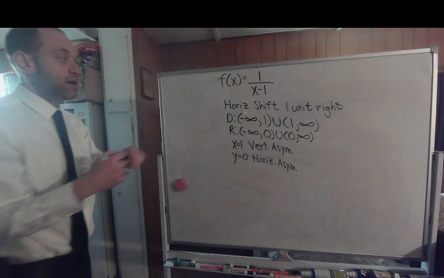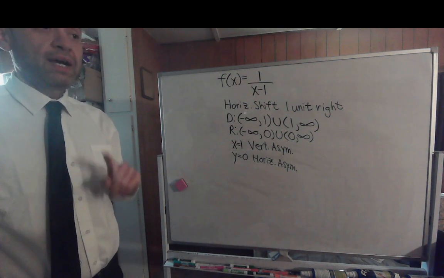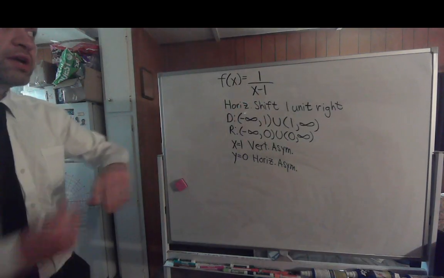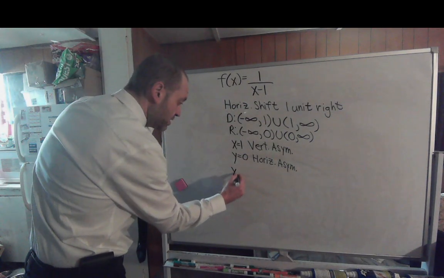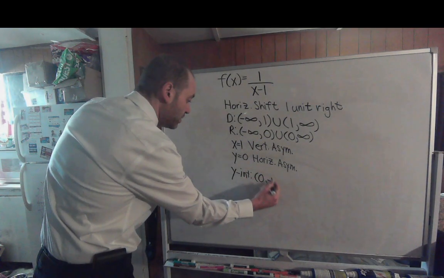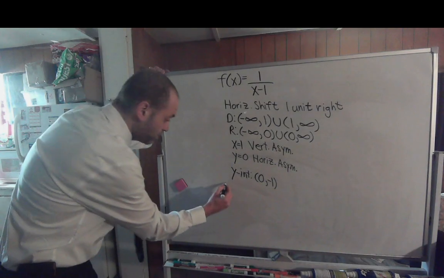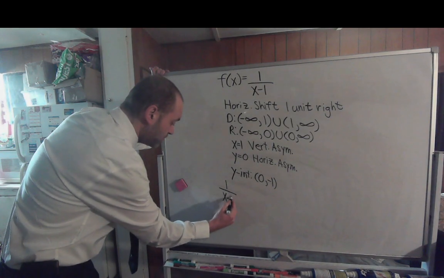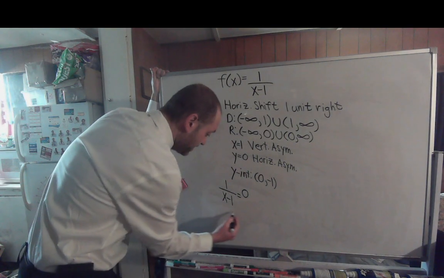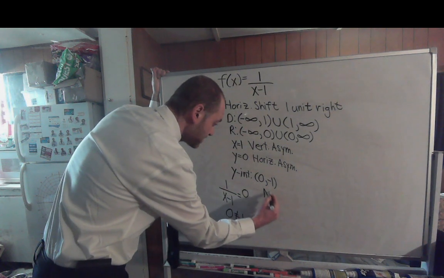Now let's talk about intercepts. Again, the y-intercept occurs when x equals 0. x can be 0 this time. If we put in 0, you get a y value of negative 1. So the y-intercept is located at 0, negative 1. We do have one y-intercept, but what about an x-intercept? Well, if you set 1 over x minus 1 equal to 0, you're just going to end up getting 0 equals 1, which we know isn't true, so there's no x-intercept.